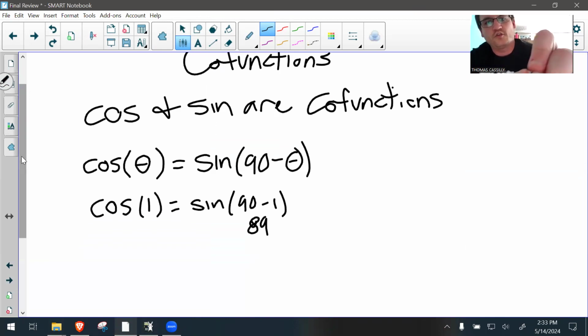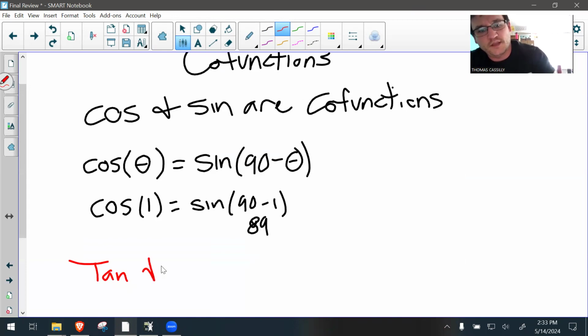One more to mention is tangent. Tangent and cotangent are co-functions.